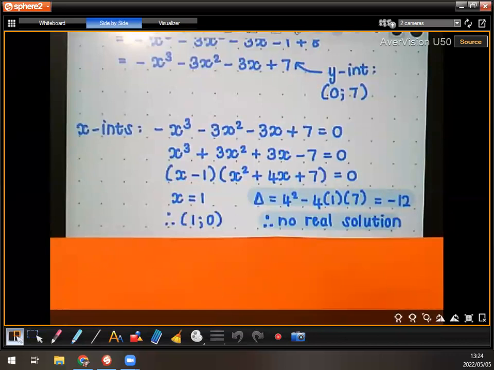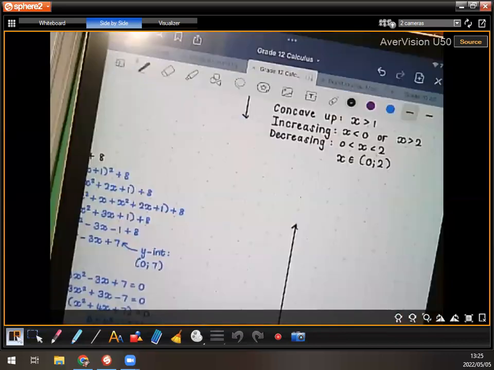So what does that mean? We only have one x-intercept. That's already quite strange, hey? The ones that we've done so far, I've had 3 x-intercepts. Okay, carry on. Find your turning points, your point of inflection as well.